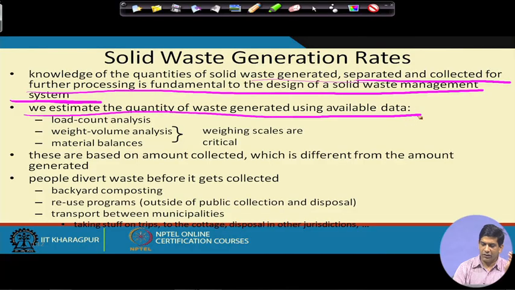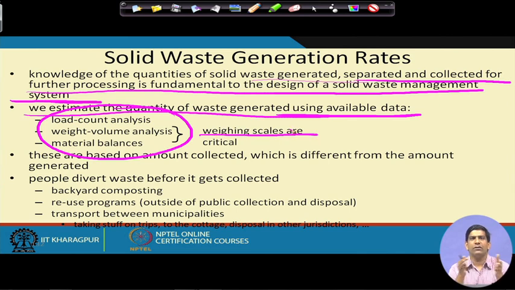So we estimate the quantity of waste generated using the available data. What we do is a load count analysis or weight-volume analysis. So we use weighing scales. Most waste disposal and waste treatment facilities have a weighing scale these days. It is very similar to what you see on highways in India in many places, a dharam kanta. I'm not sure whether the dharam kanta business will still go on after GST or not.